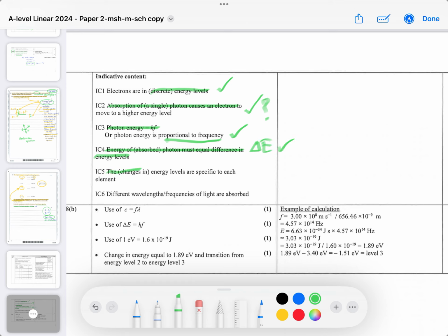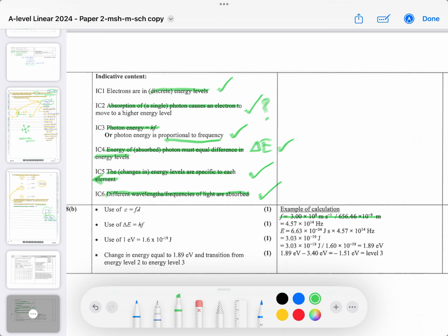And the changes in the energy levels are specific to each element. I said each element is unique because of the energy levels, and different wavelengths or frequencies of light are absorbed. I'm pretty sure I got that one too. Okay, now how well I write it out will determine whether they give me 6 marks, not just putting the ticks here. Okay, so for part B, the calculation, you get the frequency from the wavelength.